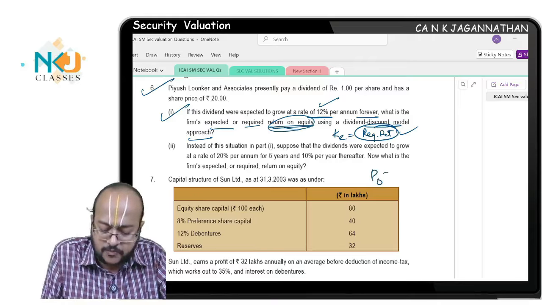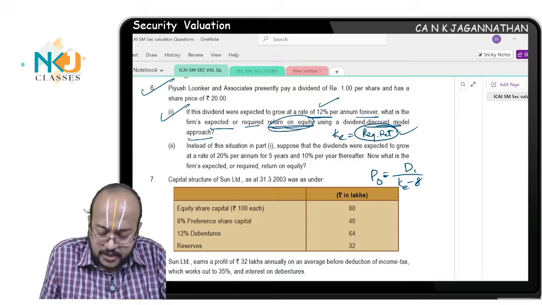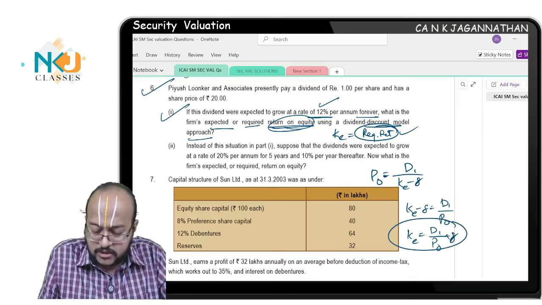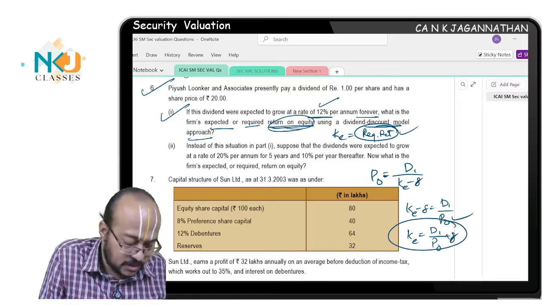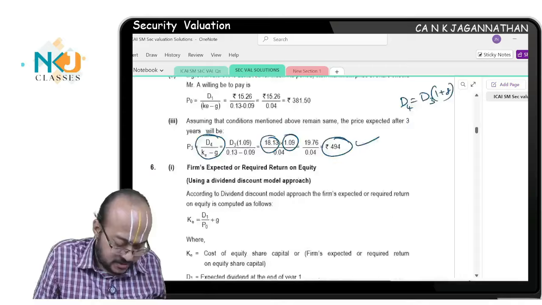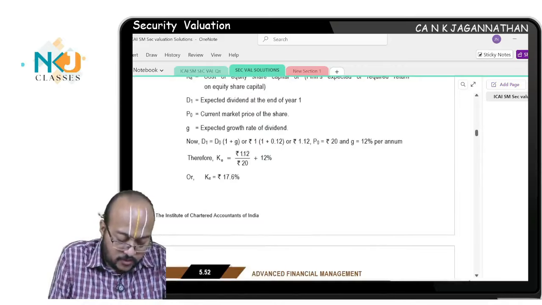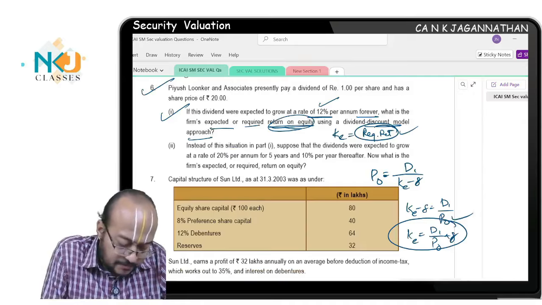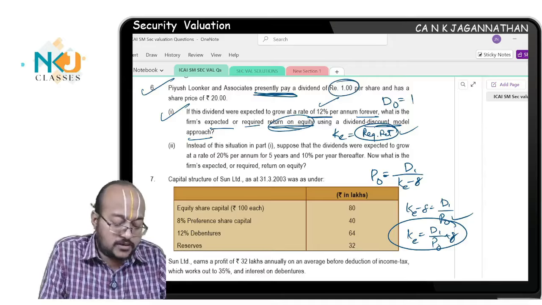Very simple. Dividend discount model, P0 is equal to D1 by KE minus G, you will use. Now if you rearrange it, KE minus G is equal to D1 by P0, or to put it simply, KE is nothing but D1 by P0 plus G. This you will get. Correct? Use this and solve the question. So what they have done, KE is equal to D1 by P0 plus G, straightforward. They have applied the formula and found D1 is equal to D0 into 1 plus G. D0 in this question also, they are saying they presently pay a dividend of 1 per share, which means D0 they have given as 1, not D1. This you need to understand.